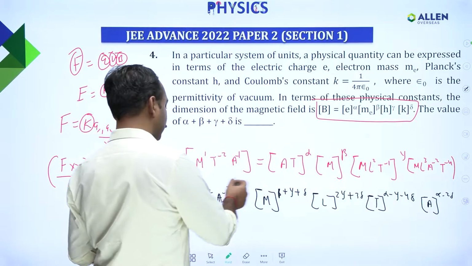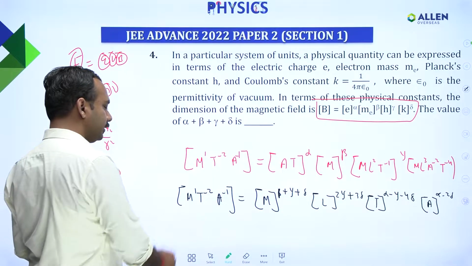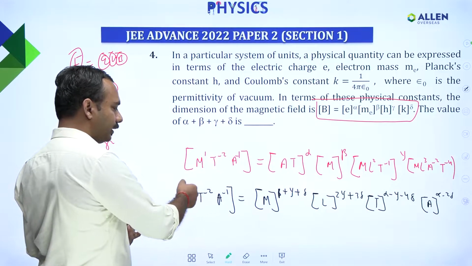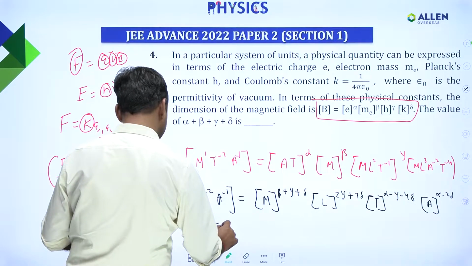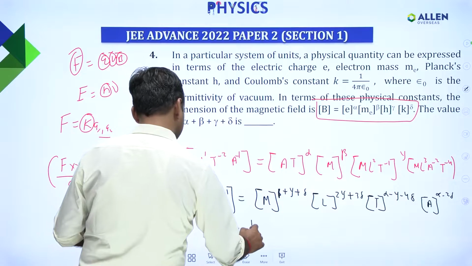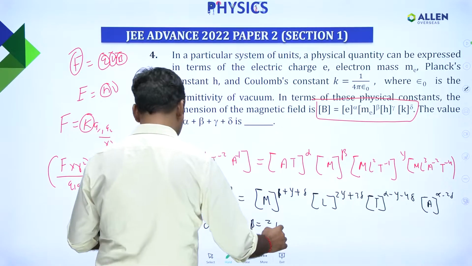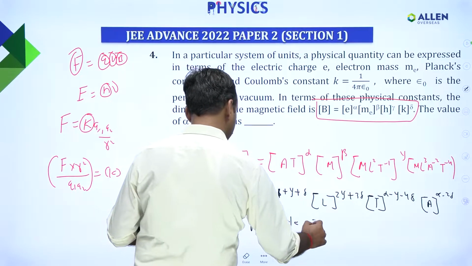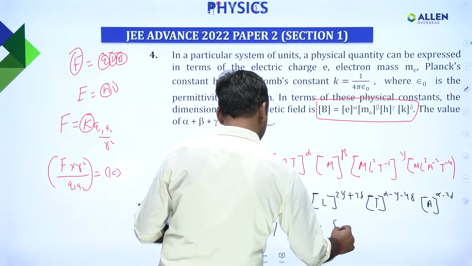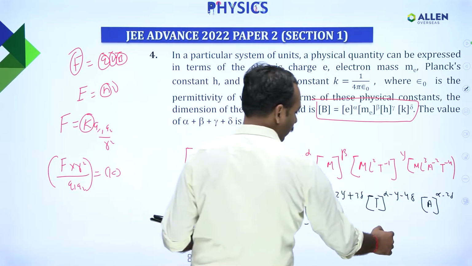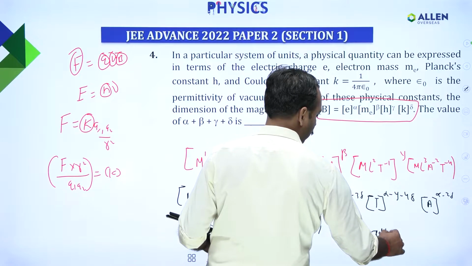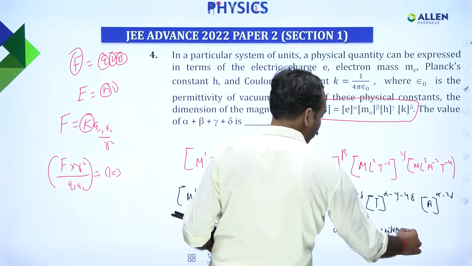So compare the m, compare the L. What is L over here? L is 0, people. So compare the L, compare the m, compare the t, compare the a, and the final values of alpha, beta, gamma you're getting. Alpha is coming to be 3, beta is coming to be 2, gamma is coming to be minus 3, and del is coming to be 2. And if you add these values, you are getting 4, people. So addition of this is coming to be equals to 4.